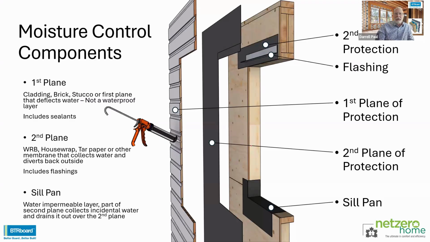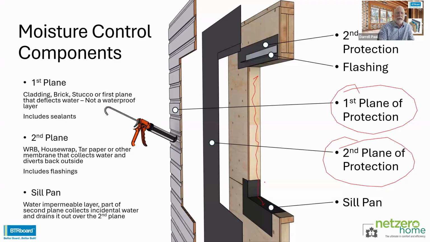Your next layers are your moisture control components, right? You have your first plane of protection, which is your cladding. You have your second plane of protection. But remember, you need something in that rough opening to collect the water and drain it down to a waterproof or water-resistant sill pan, and then allow that to take the water and drain it back outside. So these are your main components of your moisture control section when you're putting a window in or you're reinstalling a window in a renovated wall.